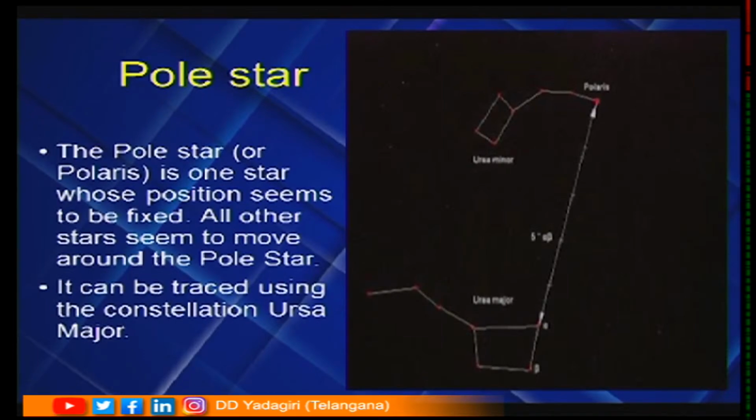All the other stars, we say that they keep moving. Actually, they are also stable. They are not moving. But here, pole star, as it is present exactly above the north pole of the earth, we feel that it is not moving.